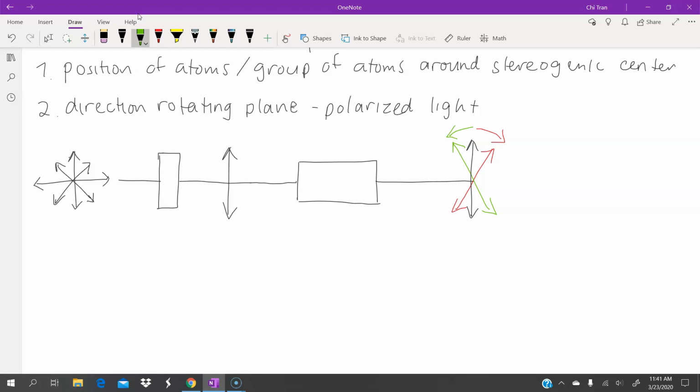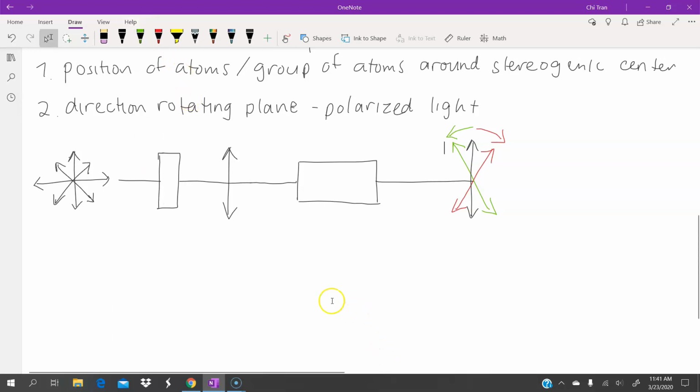So enantiomers, or any chiral compounds, have the ability to rotate light. And so a pair of enantiomers have the ability to rotate light at the same angle, but they will rotate light in opposite directions. So one will rotate light in a clockwise direction and the other anti-clockwise direction.